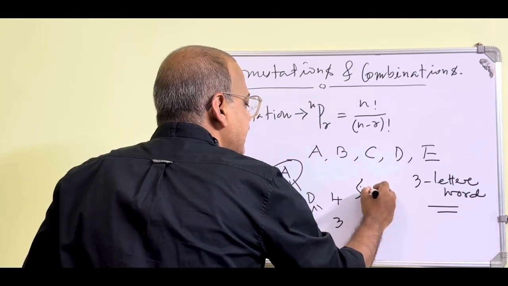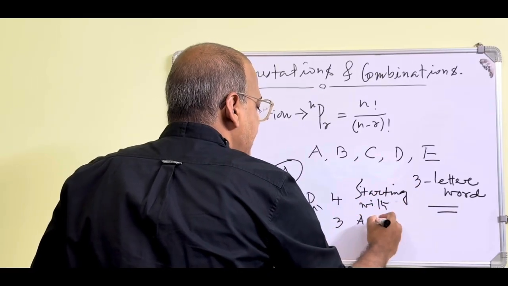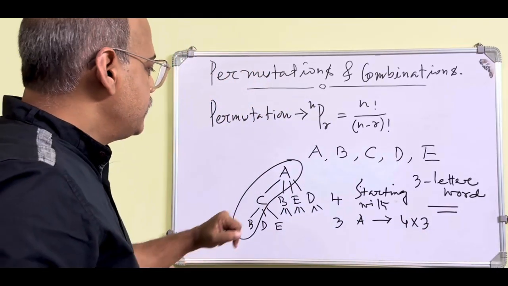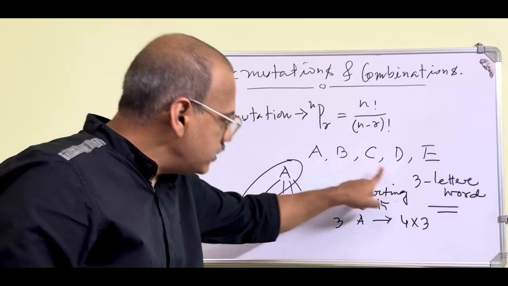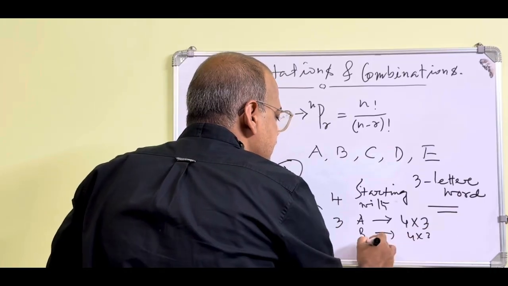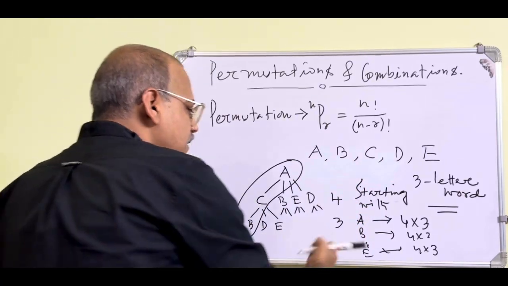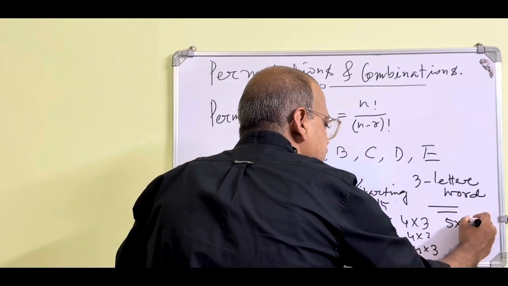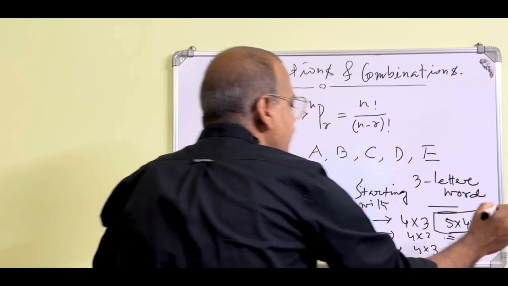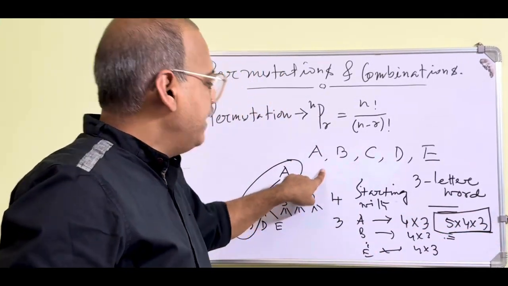Starting with A, we can form 4 times 3. And the starting position can be any one of the 5 letters. So likewise, for B we will have 4 times 3, and for E 4 times 3. So the total number of 3-lettered words that can be formed is definitely 5 times 4 times 3. This is the total number of 3-lettered words that can be formed out of 5 letters.